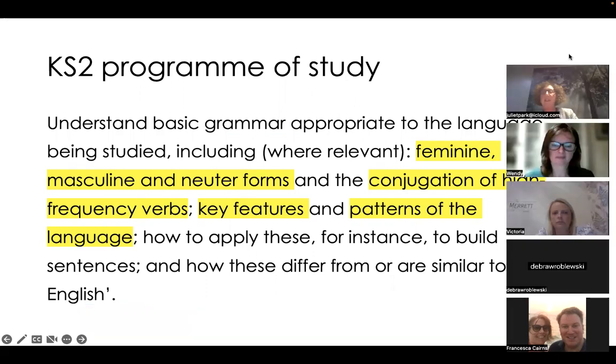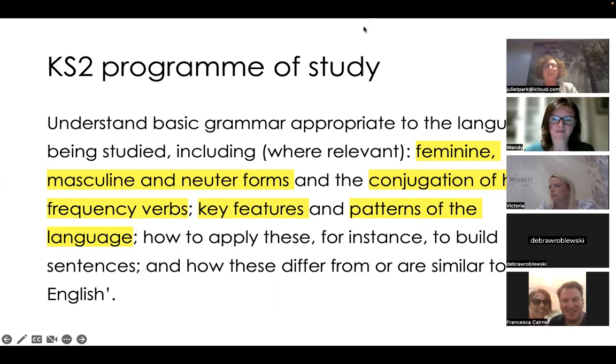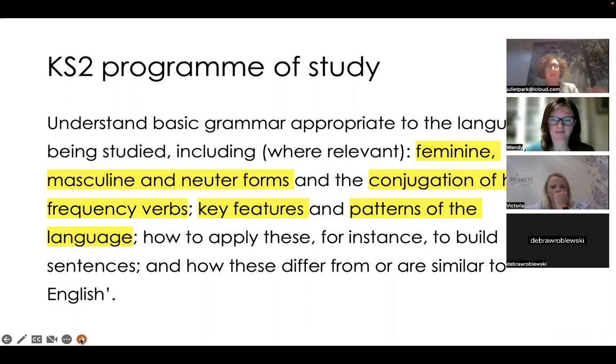So there are various elements that we have built into our Key Stage 2 primary scheme of learning, which is available in French and Spanish. We are going to run the phonics and grammar workshops later this month in Spanish. So if you are also interested in that, or you have colleagues who are teaching Spanish, please mention that to them.